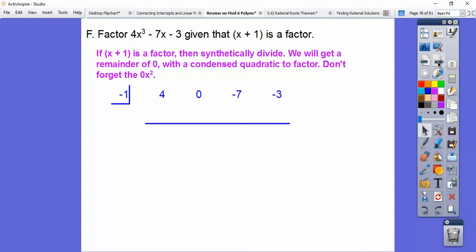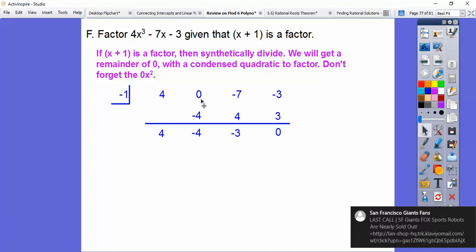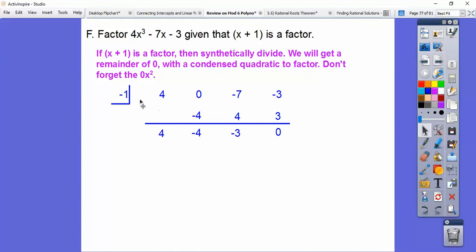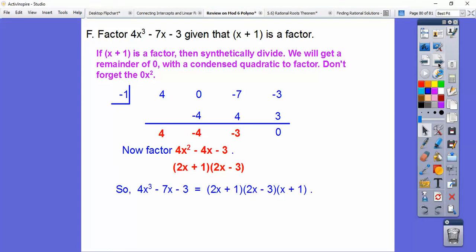So here we go. I'm going to slide the 4 down. 1 times 4, well, you'll see I did this right here. And then I did 4 times the box number, which is negative 4, and then I add those. And then negative 1 times negative 4 is positive 4. Add. Negative 1 times negative 3 is positive 3. Add 0. So this is my quadratic, 4x squared minus 4x minus 3. So now we factor that. I'm just going to save some time. There it is, factored right there. And then the whole factorization of this polynomial is these two guys, and then the one that they gave us, x plus 1 right there.